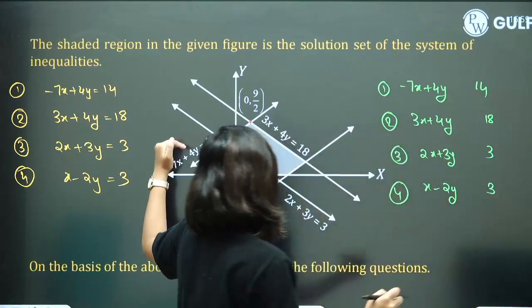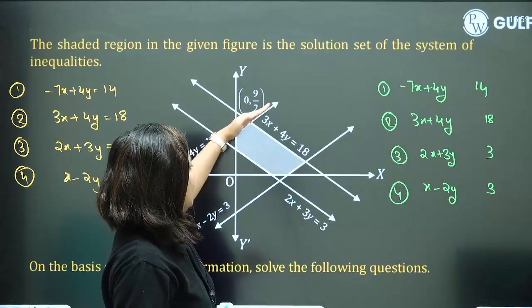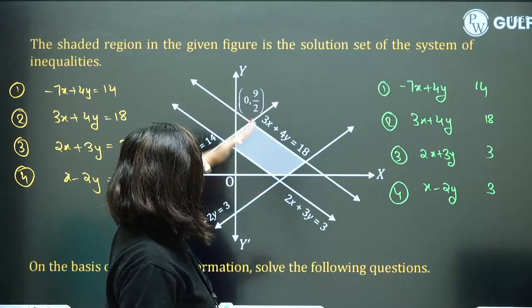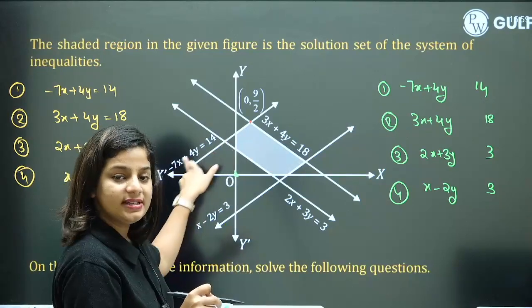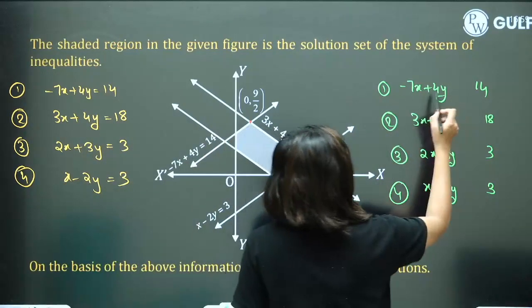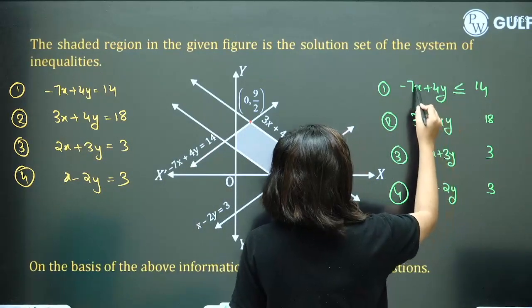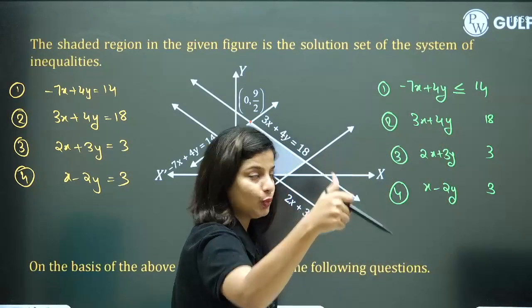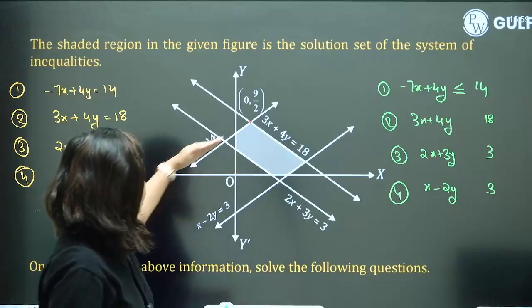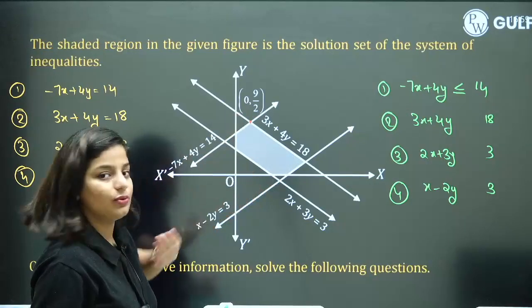So the first line, this is your first line. The solution is towards the origin. The origin satisfies this inequation. So I should put less than equal. If you put x0, y0, 0 less than equal to 14, true. Origin satisfies. For this line, the answer is towards the origin.